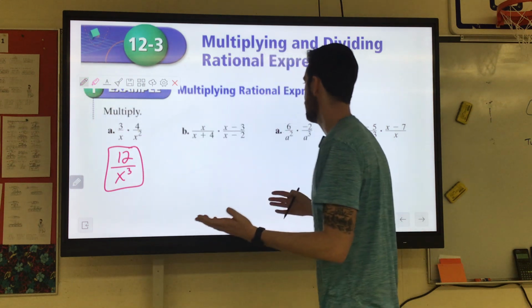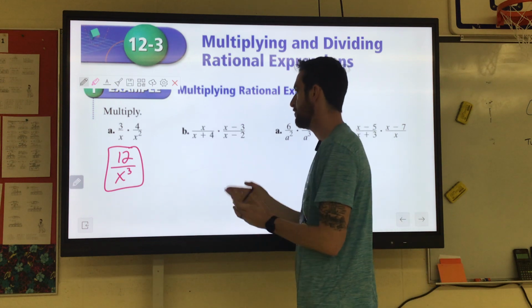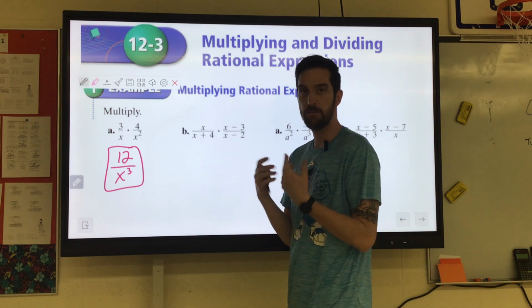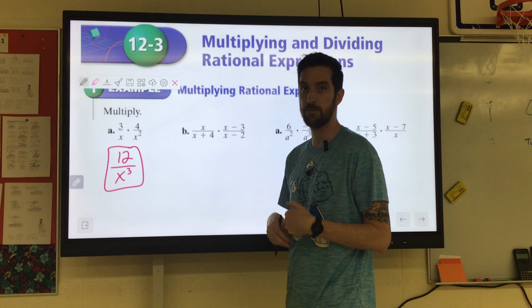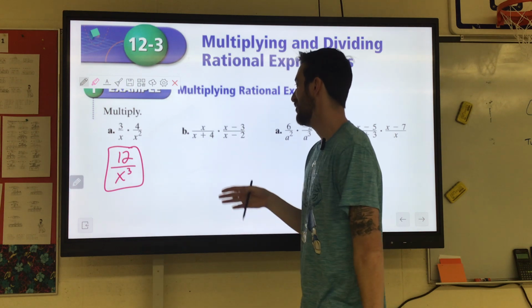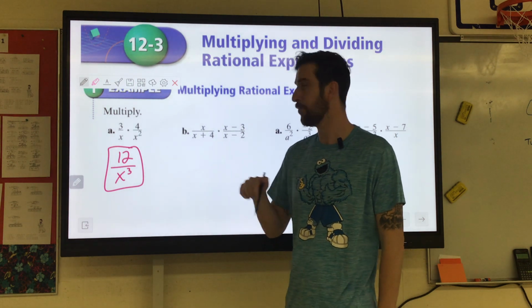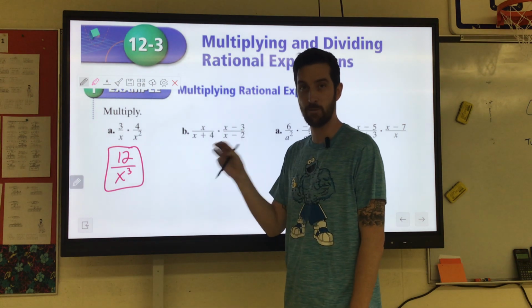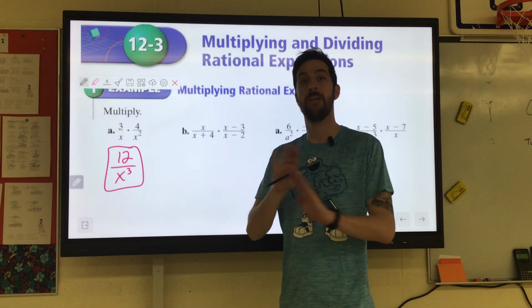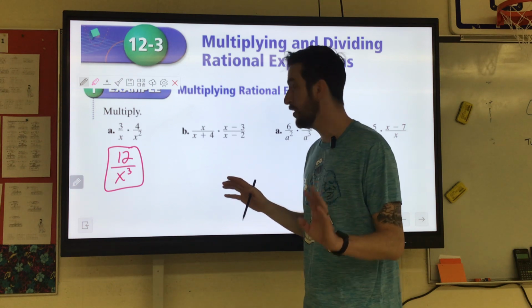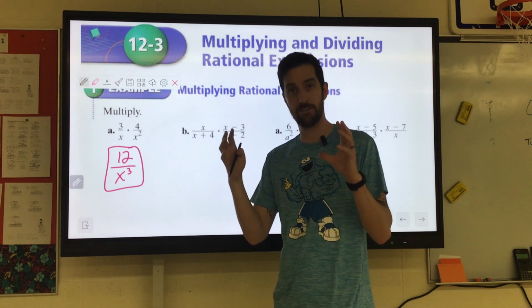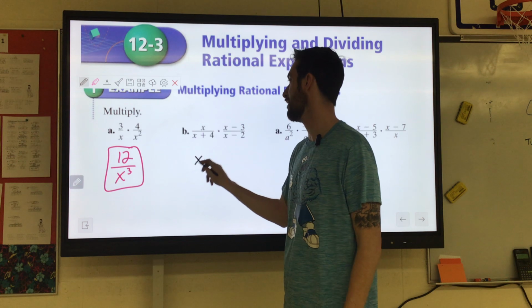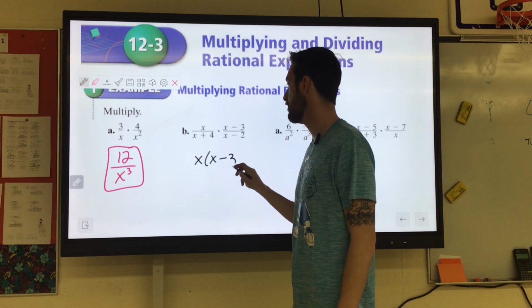I would recommend simplify early if you can. So let's see. Does anything simplify on B? No, because there are no groups that are exactly the same. There's no common factor on the outside. Some teachers might have you actually multiply x times x minus 3 and make it x squared minus 3x. I'm not going to have you do that. I'm going to have you write them just like as products next to each other. So like x times x minus 3.